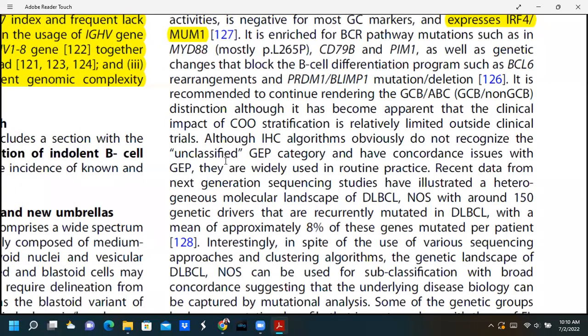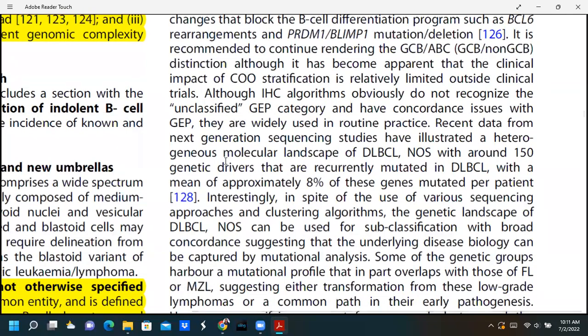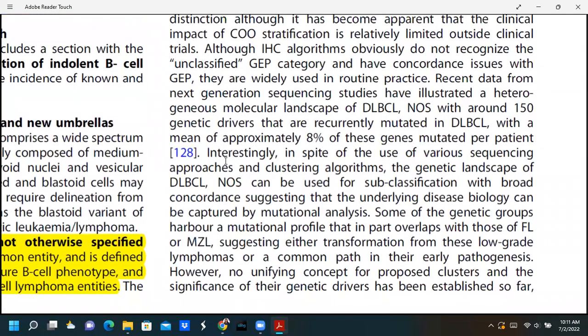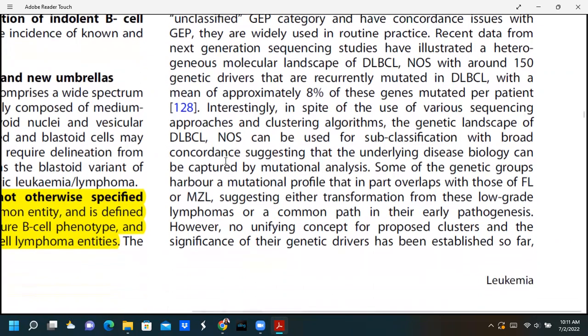Recent data from next generation sequencing studies have illustrated a heterogeneous molecular landscape of DLBCL NOS with around 150 genetic drivers that are recurrently mutated in DLBCL, which means approximately 8% of these genes mutated per patient. Interestingly, in spite of the use of various sequencing approaches and clustering algorithms, the genetic landscape of DLBCL NOS can be used for subclassification with broad concordance, suggesting that underlying disease biology can be captured by mutational analysis. Some of the genetic subgroups harbor a mutational profile that in part overlaps with those of follicular or marginal zone, suggesting either transformation from these low grade lymphomas, or a common path in their early pathogenesis.